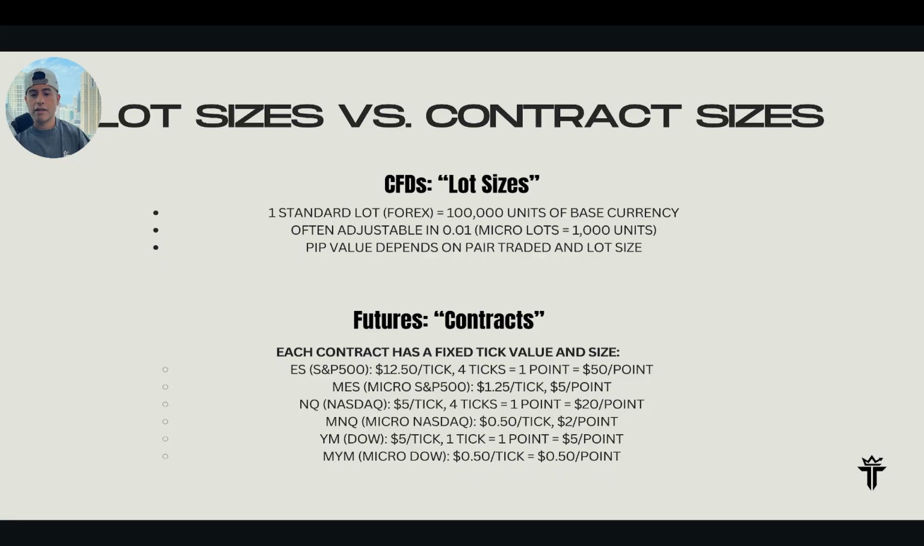So same thing here with NASDAQ. It's $5 a tick. There's 4 ticks in a point, so it's $20 a point. Again, you should be using micros, especially if you're just starting. So it's going to be 50 cents a tick, which is really $2 a point. Dow Jones, $5 a tick. Now Dow Jones is different. There's only 1 tick per point. So it's $5 a point. With micro, which is 10 times smaller, it's 50 cents a tick, 50 cents a point.